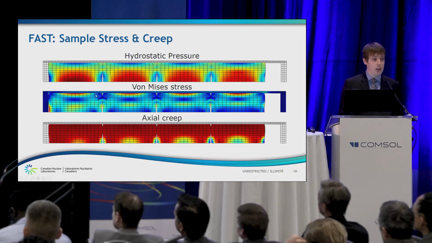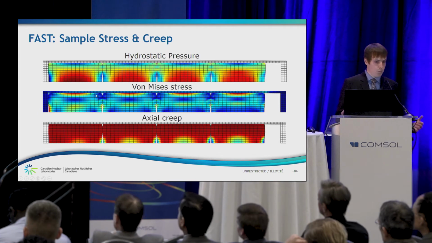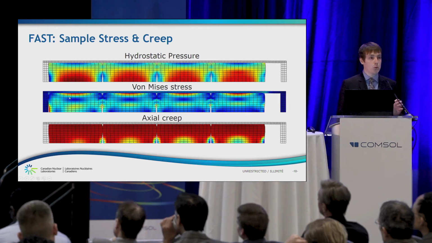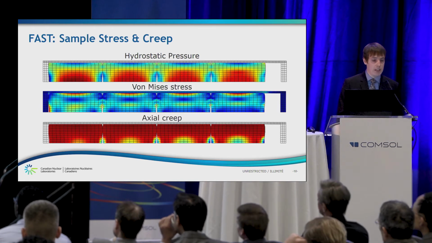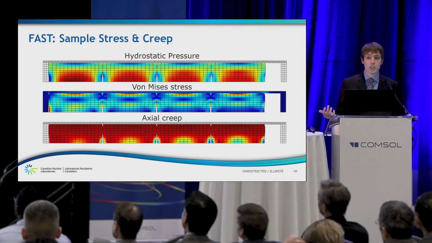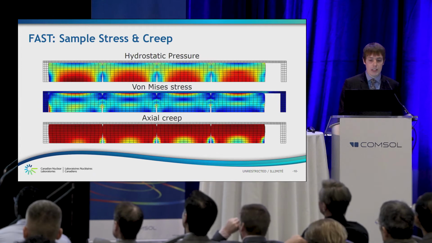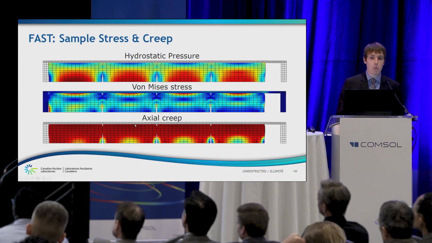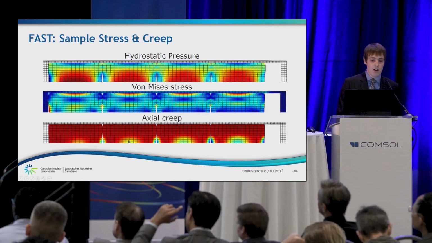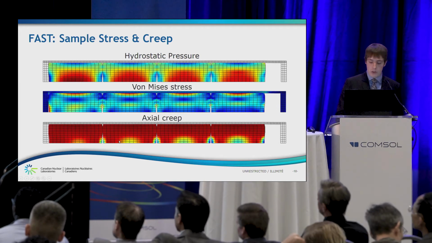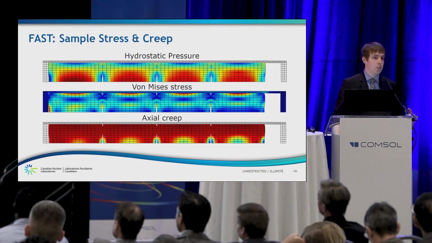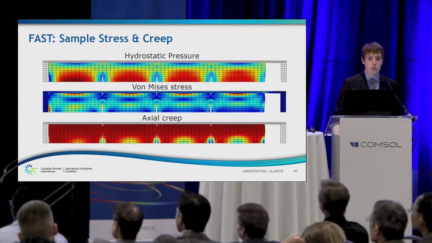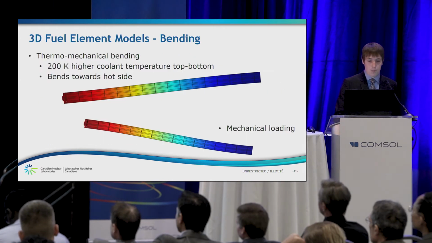That leads to an interesting distribution of the von Mises stress. On the outside of the pellet, it's being pulled apart, which causes a large tensile strain. And because it's lower temperature, it has higher Young's modulus, leading to higher stress on the outside. If we look at the axial creep, it is a highly temperature-dependent phenomenon, and so that occurs primarily at the center in order to try and relieve that pressure. So we see very interesting, very rich spatial fields when we're trying to model these phenomena.